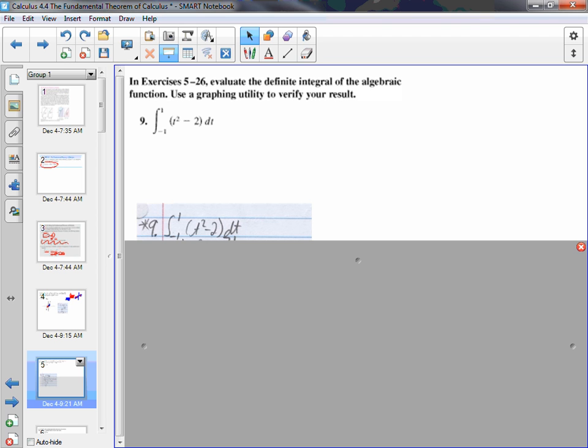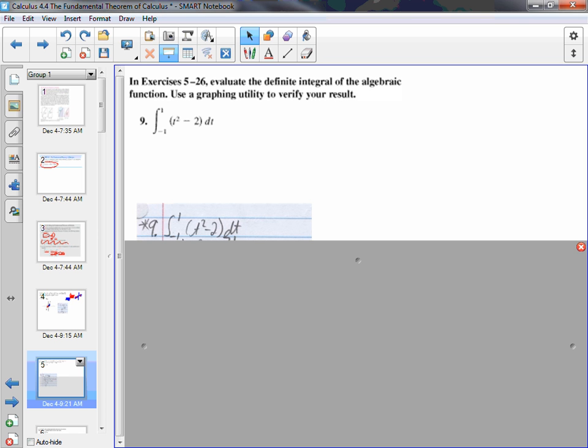All right, so we're going to find the integral from -1 to 1 of t squared minus 2 dt. So f of t, they gave us t as a variable instead of x, is t squared minus 2. So the fundamental theorem of calculus tells us to evaluate this by finding the antiderivative of f of t. Well, what's the antiderivative of t squared? Nope, that's the derivative.